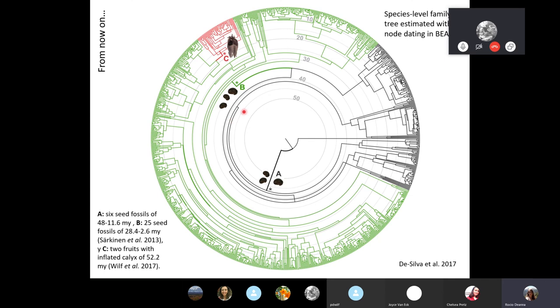But the new fruit fossils recently discovered, this one and others also, are 52 million years old and have been suggested to be placed in the subtribe Physalidinae of Physalideae, a group whose age was estimated as 20 million years old. So in synthesis, these new fossils of more than 50 million years are proposed to be placed in a group with less than half of this age.